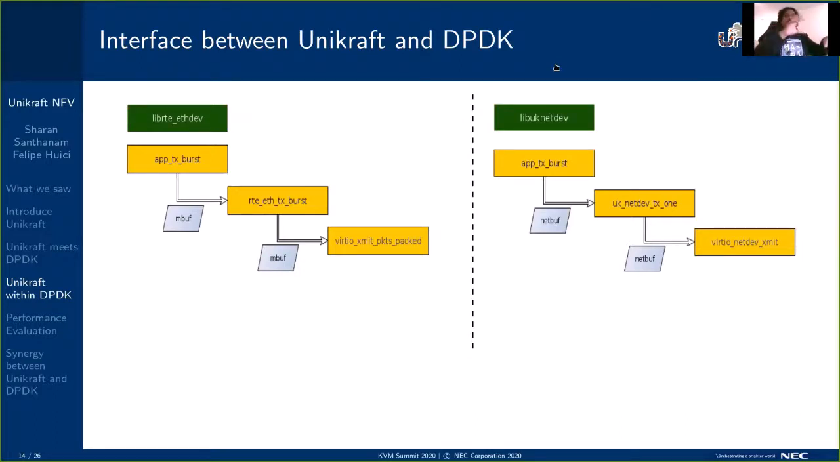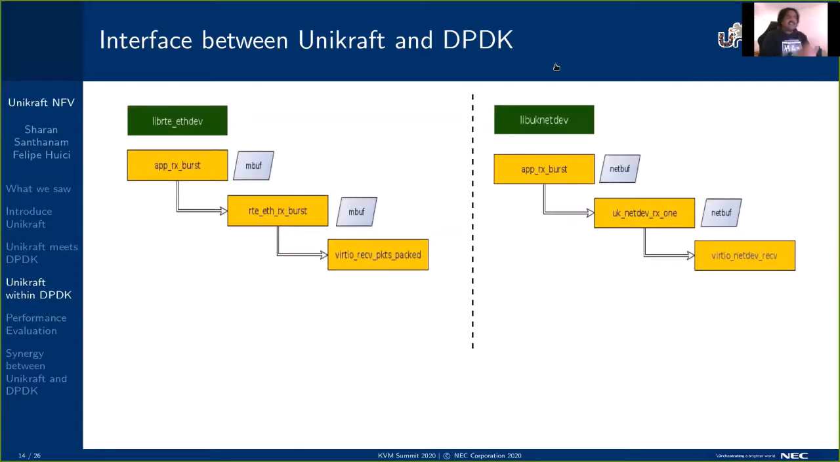So we needed a way to mangle from one data structure to another also. A similar diagram exists for the RX part of it. I'll skip this part.